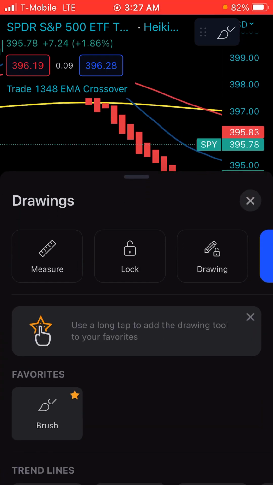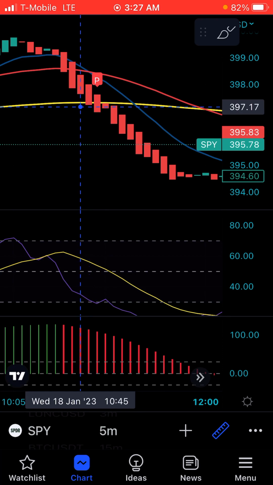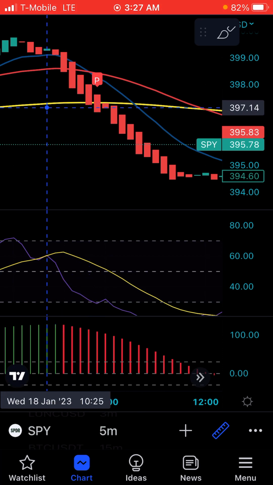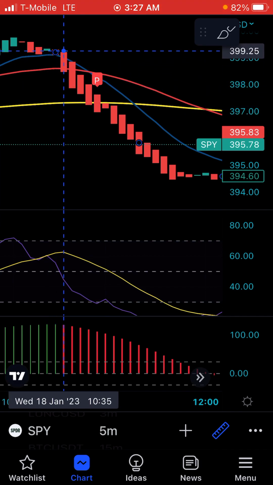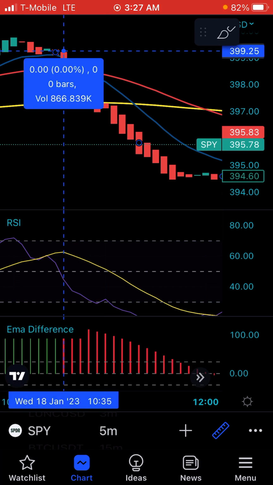Right here, we can do a couple of examples. I want to try and find some different scenarios. Right here, we see green, and then we start seeing it turn red. We see it turn red right before the put signal even appears. Not the put, the cross. We see it before the cross even happens.